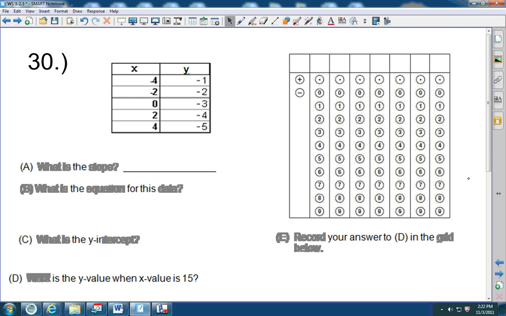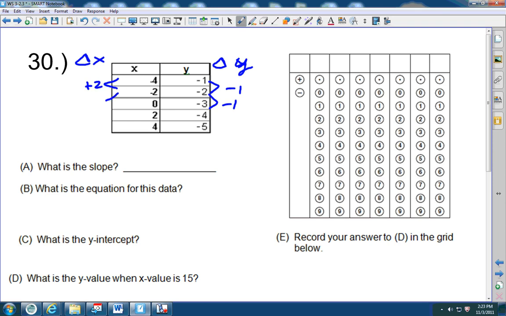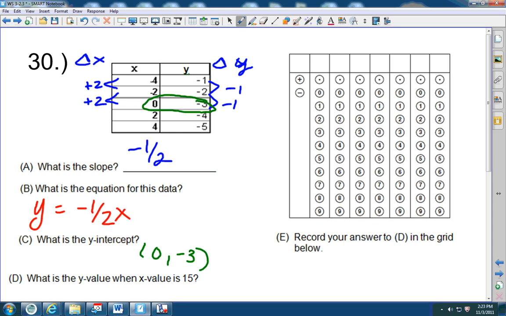There we go. All right, what is the slope of the line? Delta y is minus 1, minus 1. Delta x is plus 2, plus 2. The slope is negative 1 over 2. The y-intercept, I see it in my table right here. 0, negative 3. My equation, y equals negative 1/2 x minus 3.